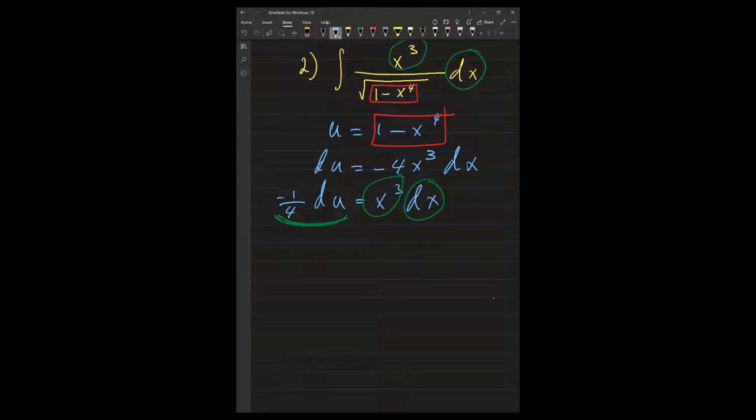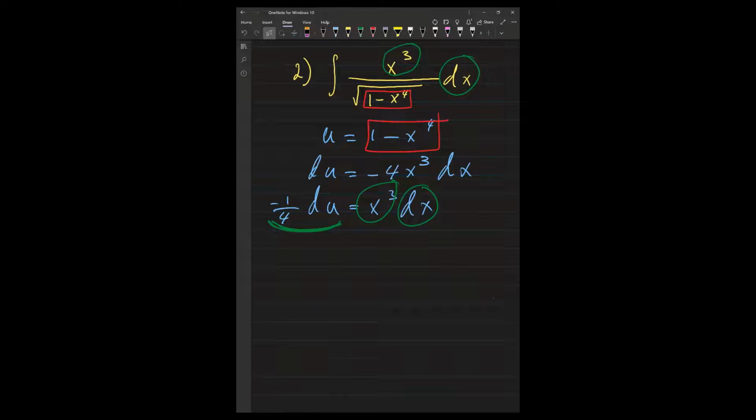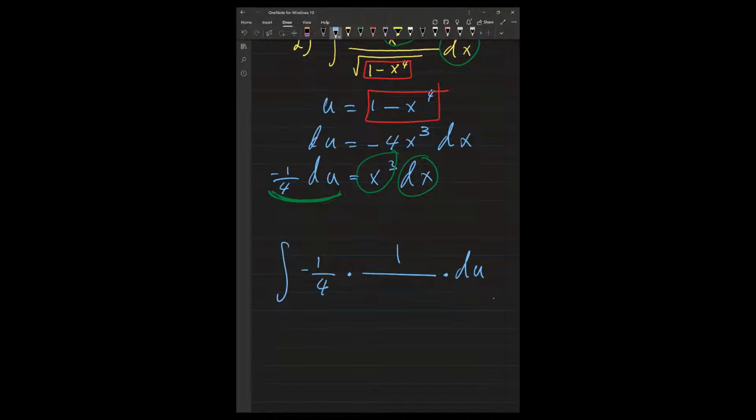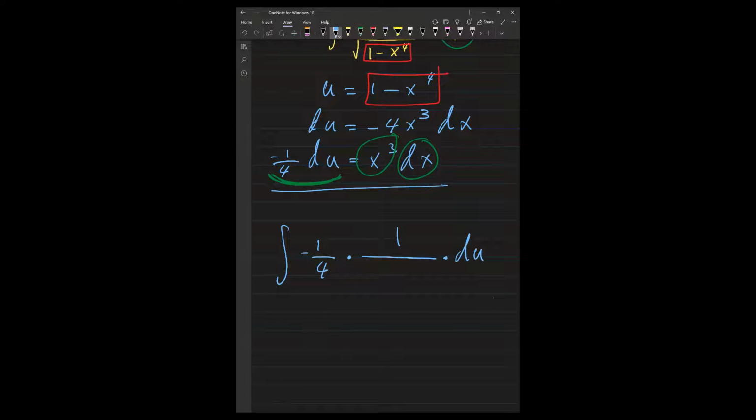So what we need to do is write everything and cover everything by u. So we covered it. So we got this. We got negative 1/4, and then multiplied by 1. So I'm just writing everything, just to let it be clear. And we got u at the bottom. We got square root of u.